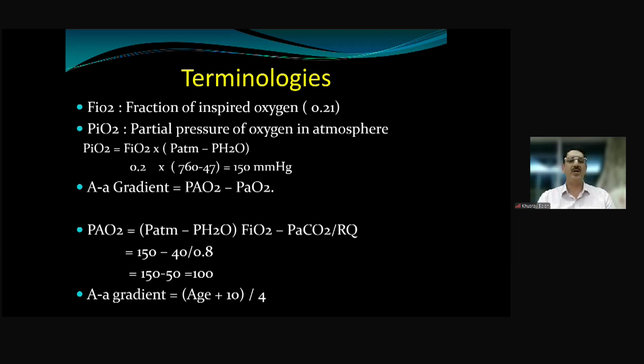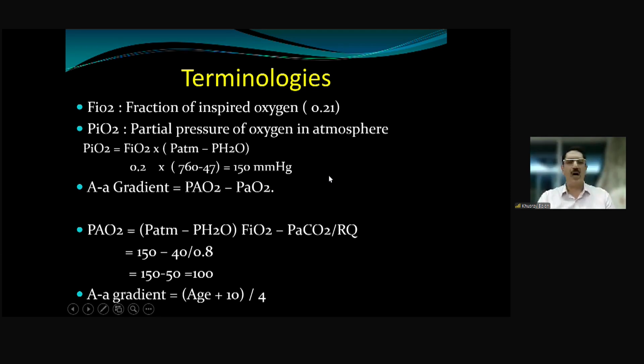Then comes another terminology called the PiO2, which is the partial pressure of oxygen in the atmosphere. Sorry to put you through a lot of algorithms here, but we must know as pulmonologists and intensivists what we are talking about, where we are talking about the oxygen in the body and in the atmosphere. So PiO2 is nothing but the FiO2, which is 0.21, into the atmospheric pressure, which is 760, minus the water vapor pressure, which is 47. So our PiO2 is actually 150. Now we know about FiO2, what we breathe in. We are talking about PiO2, which is 150.